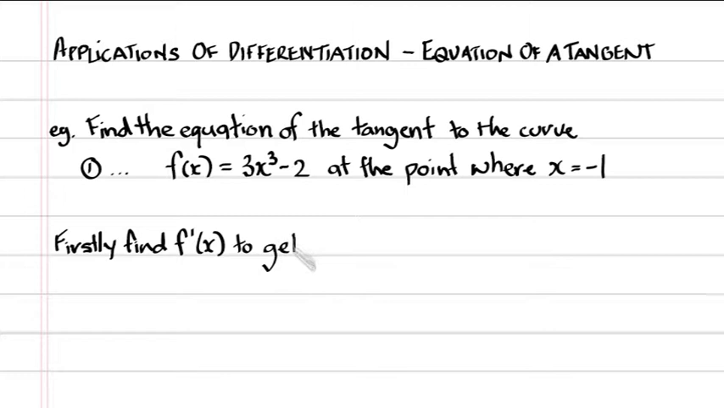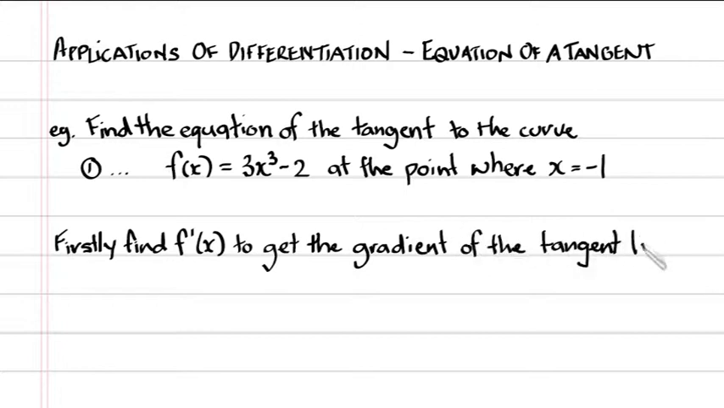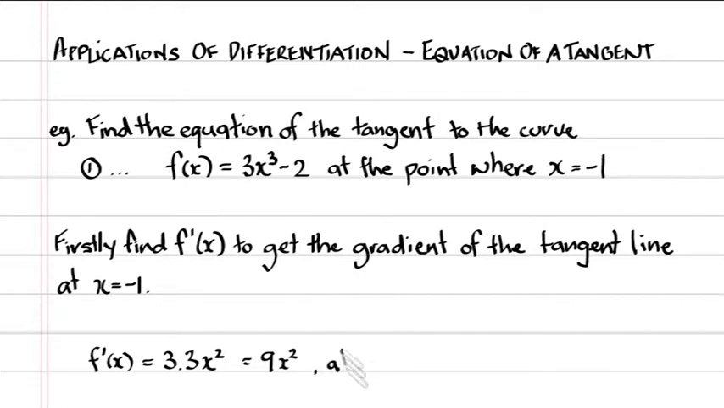Firstly, in order to find the equation of the tangent, we need to find the gradient of the tangent line at this point where x is equal to negative 1. So firstly, we'll find the derivative of equation 1. And the derivative of equation 1 we write down as f dashed of x, and it's equal to 3 by 3x squared, and of course the derivative of 2 is just 0, so just 3 by 3x squared. If we simplify that, it becomes 9x squared.